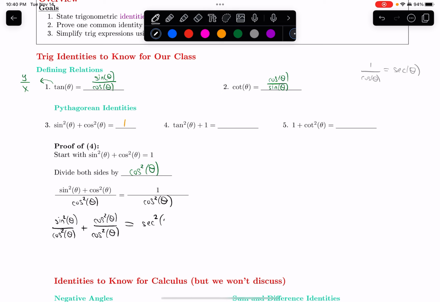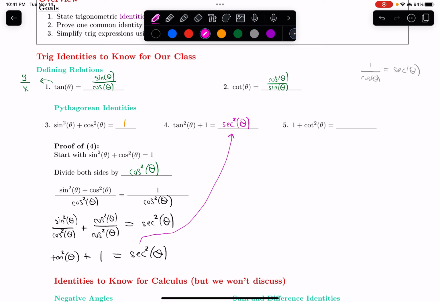Secant squared theta. All right, and now simplifying the left-hand side, I know sine over cosine is tangent, but here I'm squaring the top and the bottom. So that's going to give me tangent squared. And then cosine squared divided by itself is just 1. And this equals secant squared theta on the right. So now I know what goes into the blank. Tangent squared theta plus 1 equals secant squared theta. Okay, and there's another trig identity. We just proved this one.